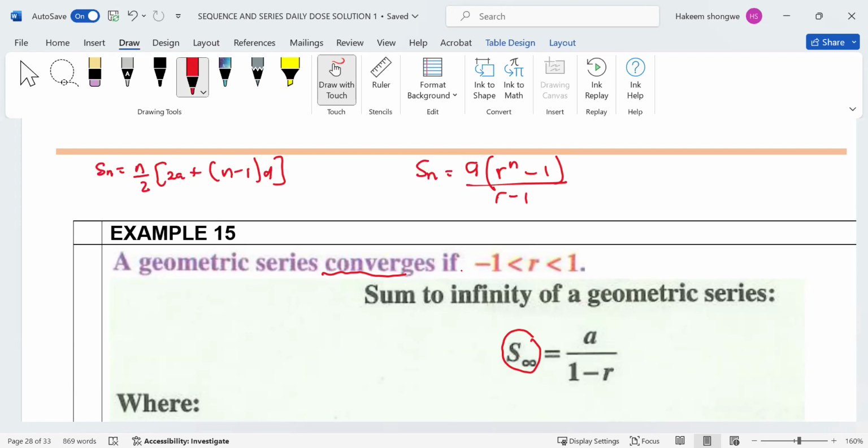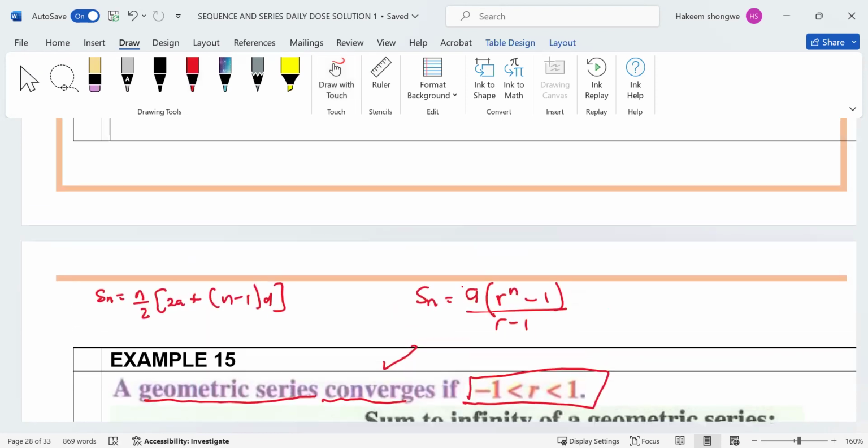Now, sum to infinity, it is a geometric series. The only series which can have a sum to infinity is a geometric series. And then, when does a series have a sum to infinity? If it converges. Now, we'll speak about converging. Our geometric series are divided into two. There are those that diverge, and then there are those that converge. Now, which one diverges? Which one converges? The person who determines whether your series is going to diverge or converge is R.